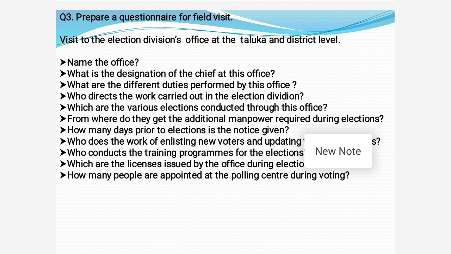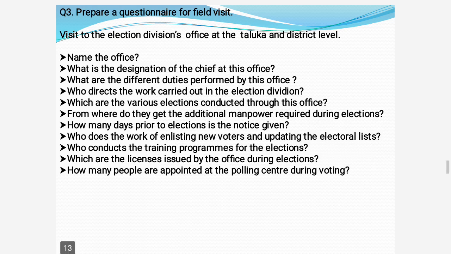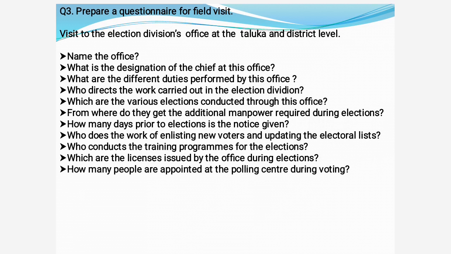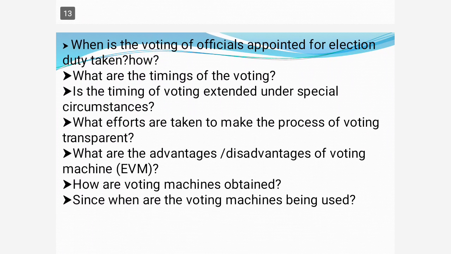From where do they get the additional manpower required during elections? How many days prior to elections is the notice given? Who does the work of enlisting new voters and updating the electoral lists? Who conducts the training programs for the elections? Which are the licenses issued by the office during elections? How many people are appointed at the polling center during voting? When is the voting of the officials appointed for election duty taken and how? What are the timings of the voting? Is the timing of voting extended under special circumstances?